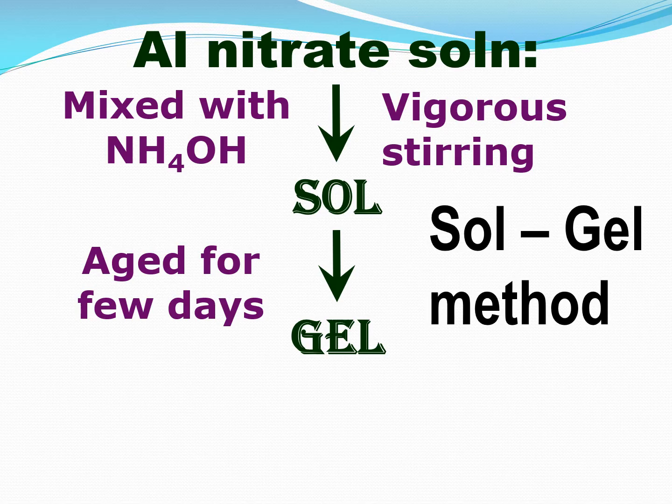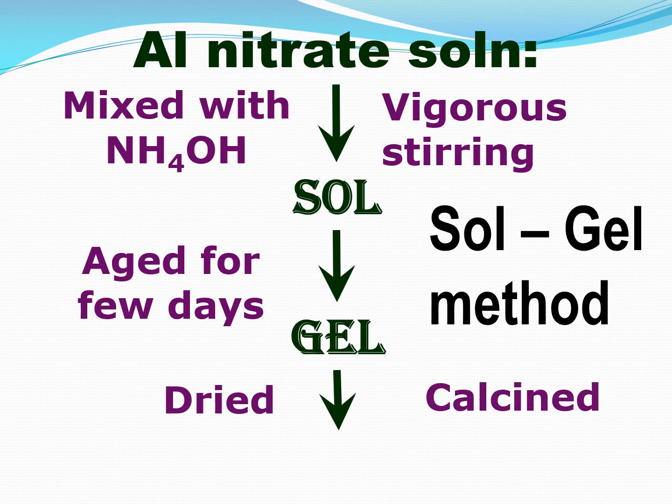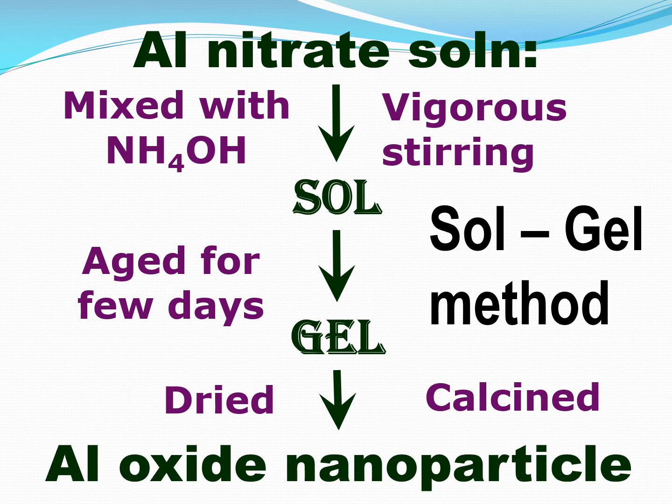Then this gel is dried and calcined. Calcined means heating at high temperatures, above 300 degrees. If you are heating, that is called calcination. Drying is at 100 to 150 degrees centigrade; calcination means above 300. So when you heat, it will dry and get converted to aluminum oxide nanoparticles. This is how we can synthesize aluminum oxide nanoparticles by the sol-gel method.